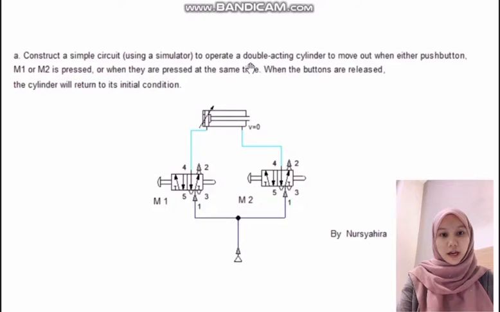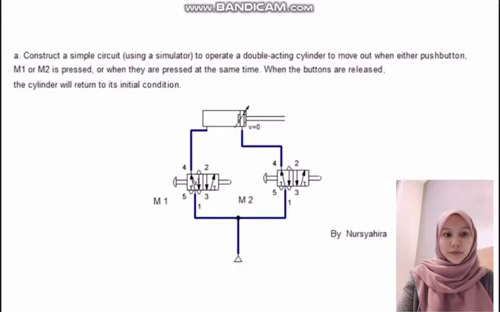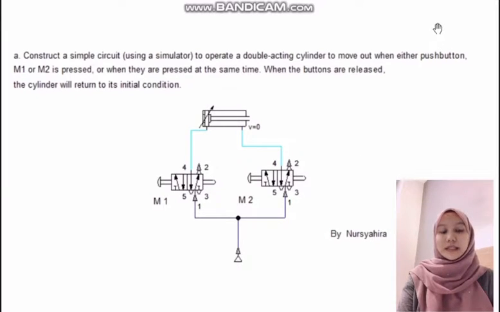For Lab 1, I will present about Part A. The first one is to construct a simple circuit by using a simulator to operate a double-acting cylinder to move up when either push button M1 or M2 is pressed, or when they are pressed at the same time. When the buttons are released, the cylinder will return to its initial condition.